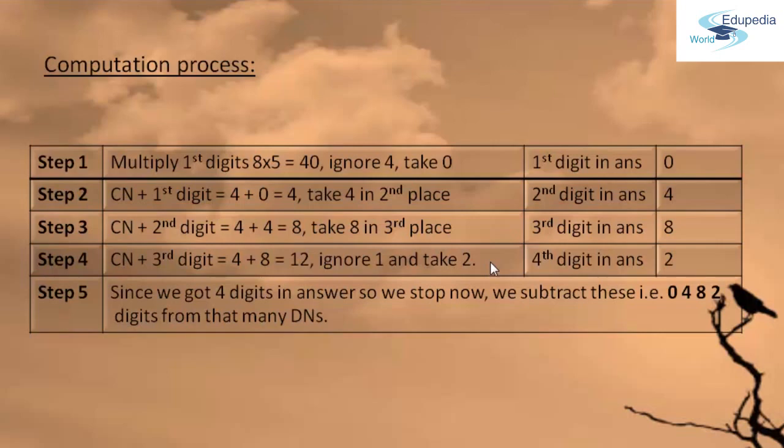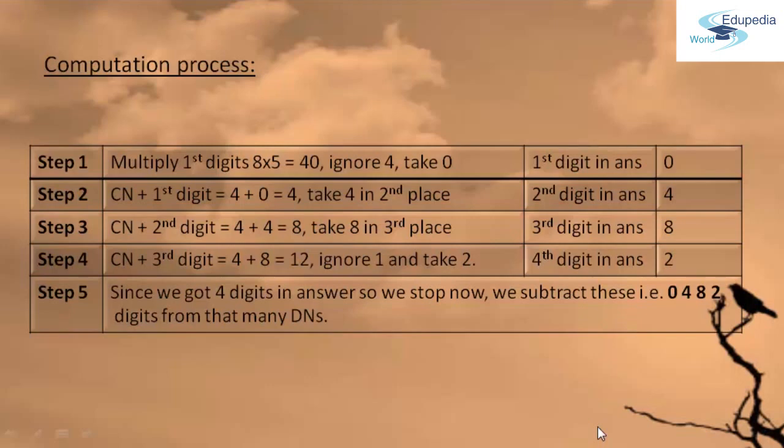Moving to step number 4, again we add Cn with the third digit we got in the answer, that is 4 plus 8, we get 12. Since 12 is a two-digit number, we take the digit in the ones place, that is 2, and ignore the digit in the tens place, that is 1. And right now we are going to stop the process. Why? Because we have got 4 digits of the answer, and the number of digits that are going to be in the answer is 8.